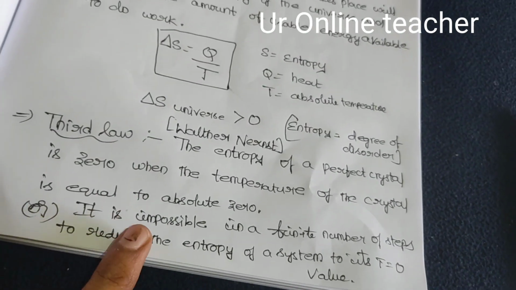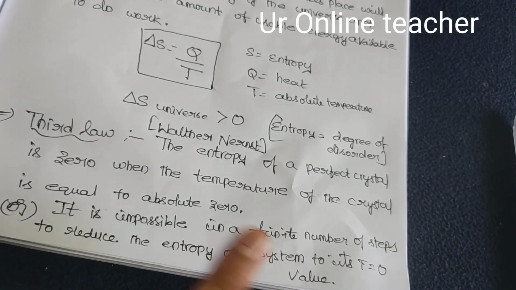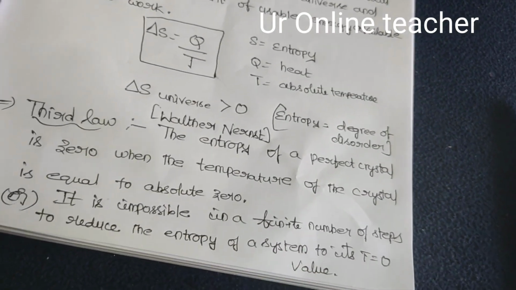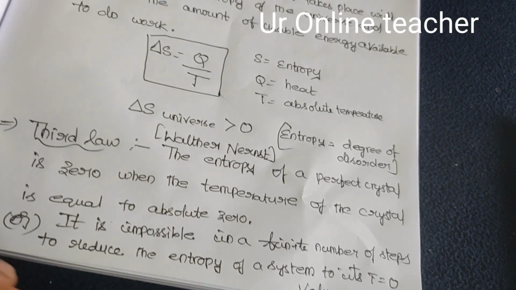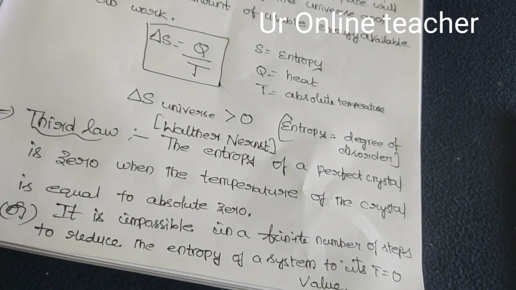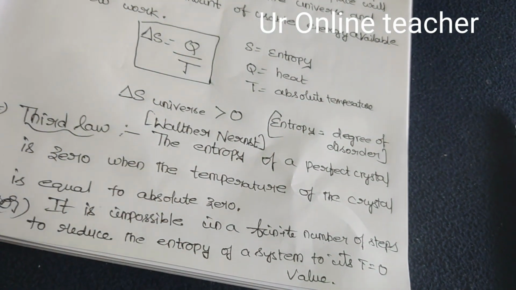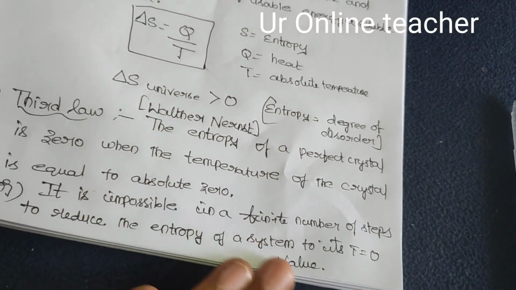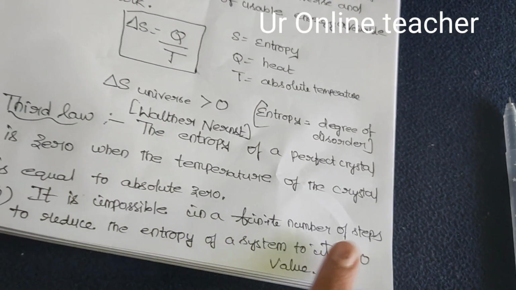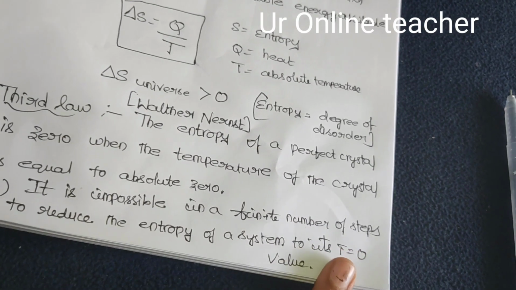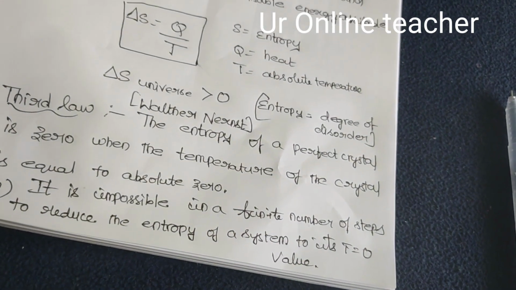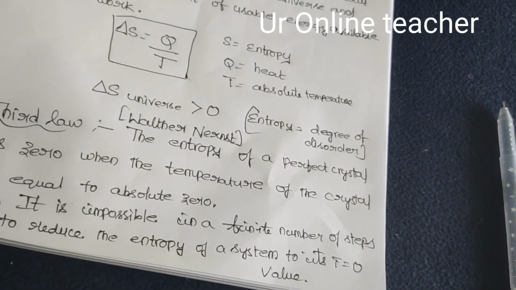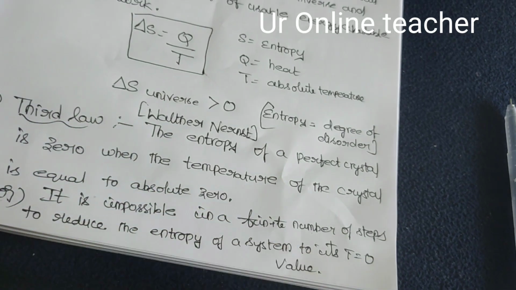Or we can also say it is impossible in a finite number of steps to reduce the entropy of a system to its T equal to 0 value. It is impossible in a finite number of steps, a countable number of steps, to reduce the entropy, the degree of disorder. When the absolute temperature is 0, we cannot decrease the entropy of a system in a finite number of steps. That means it is possible only in an infinite number of steps. So that is the third law.